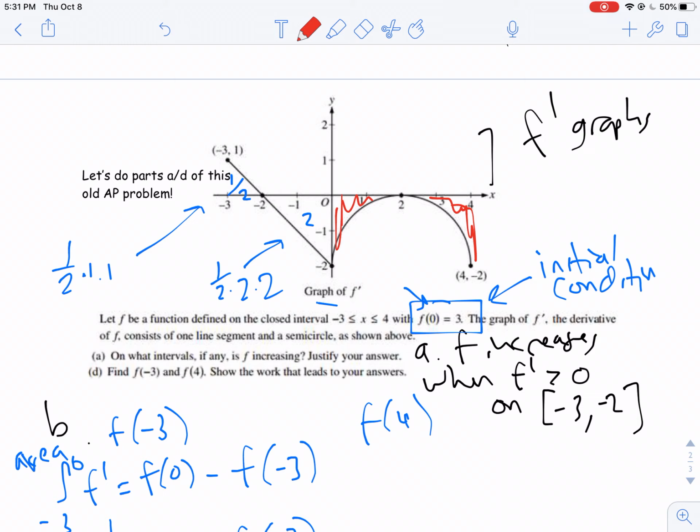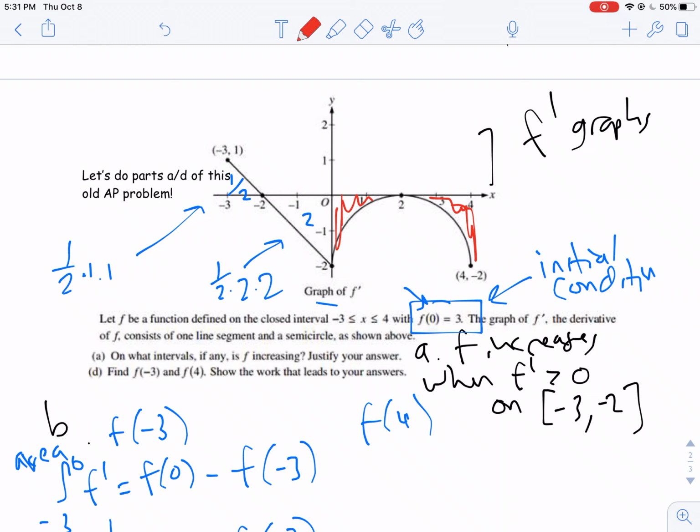Okay, and that's how we approach the problem. So the fundamental theorem is how we do it. And again, your hint is you have f prime, you have this initial condition, and that's what allows you to find another value on f. Okay, one more type of thing here. You can use it with a table too, and you'll see it in this case.